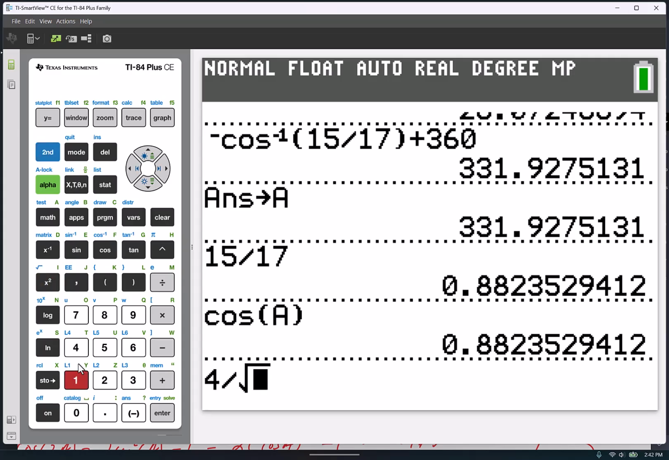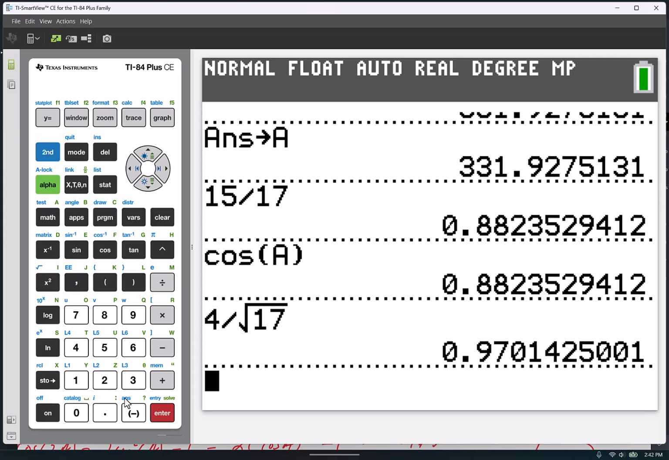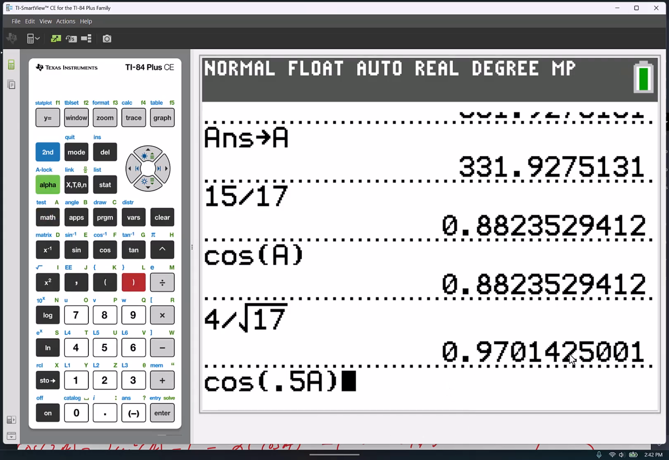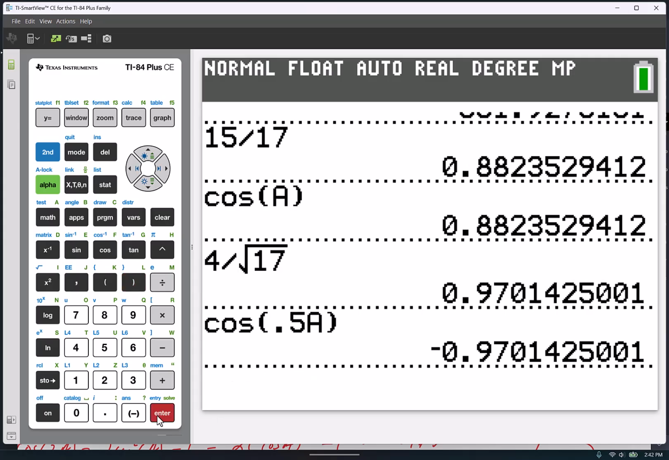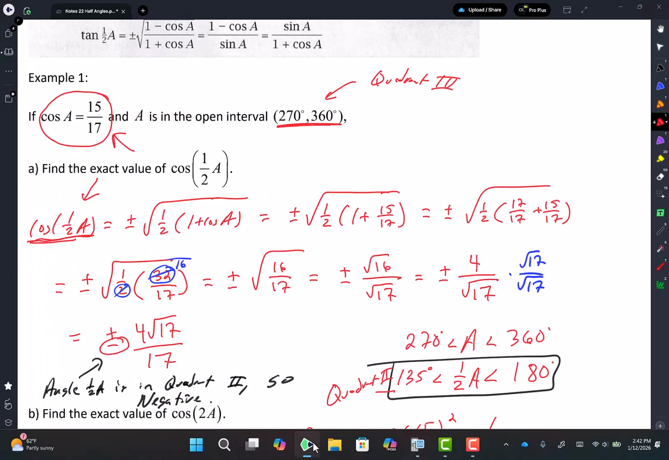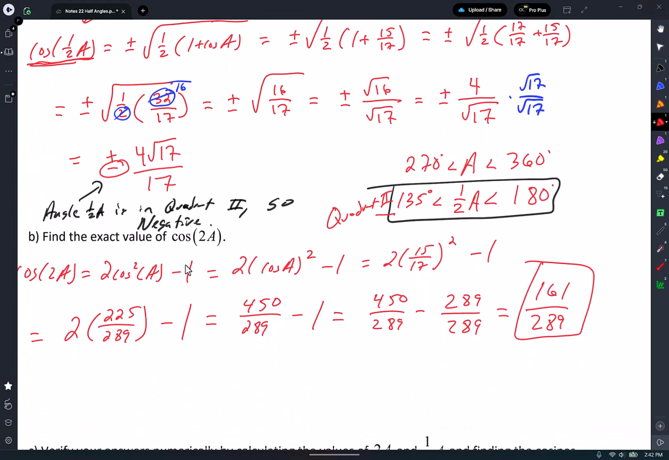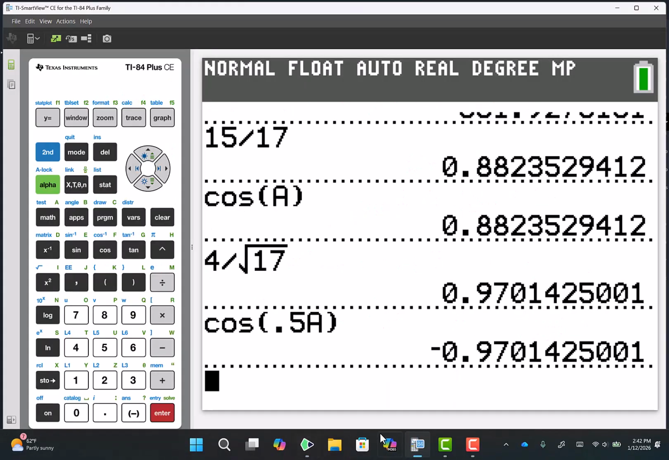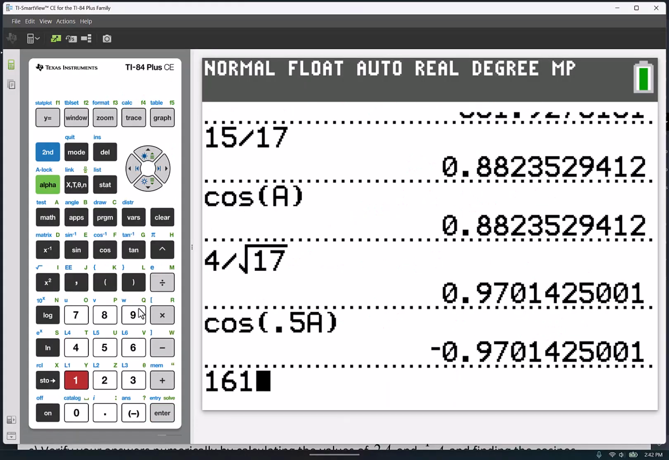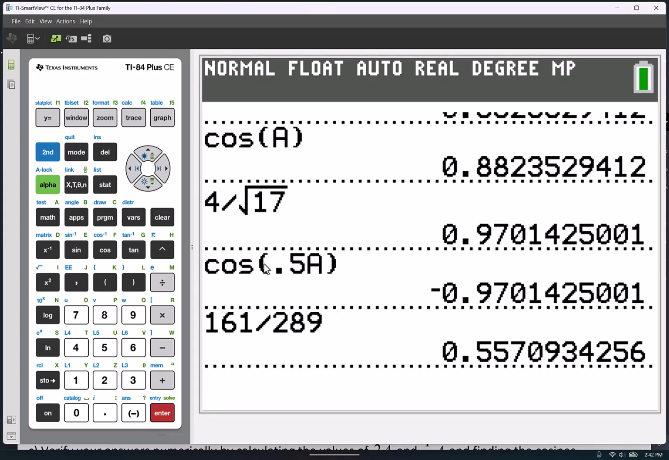I didn't put the negative inside, but that's fine. Here's my answer. It better be that. So that's cosine of 0.5 A. Cool? All right. Remember, it's negative though, but it better be this with a negative in the front. And there it is. See how it works, guys? And then the last one, if we didn't mess up, let's see, 161 over 289. That's cosine of 2A. 161 over 289. If we didn't mess up, we better get that right there. Cosine of 2A.